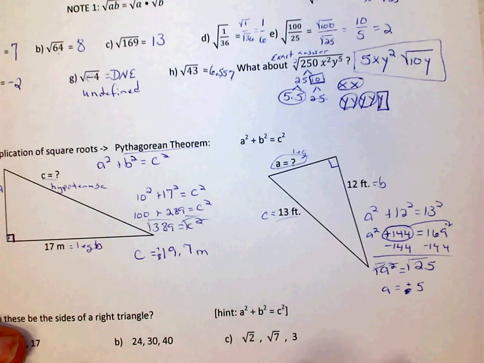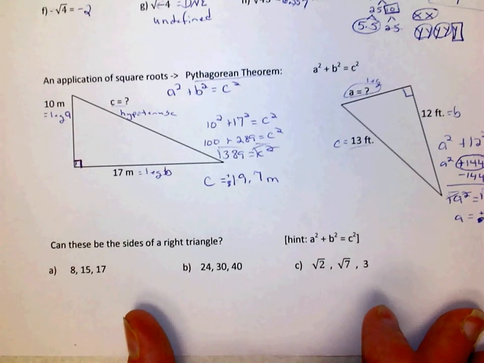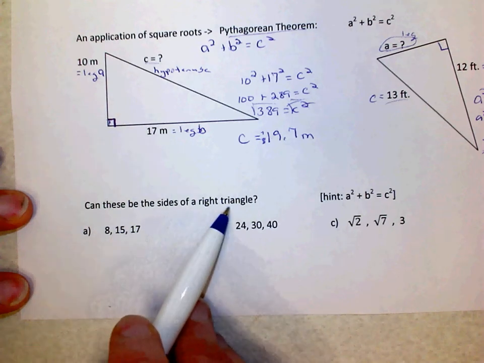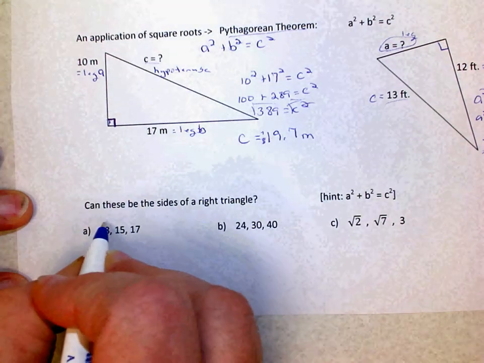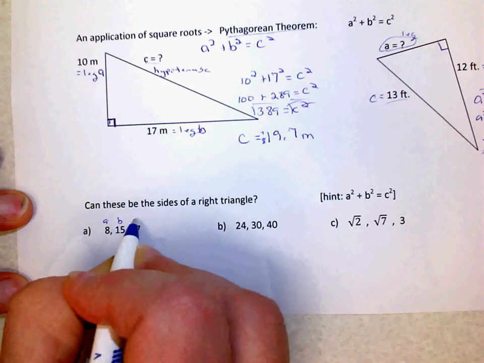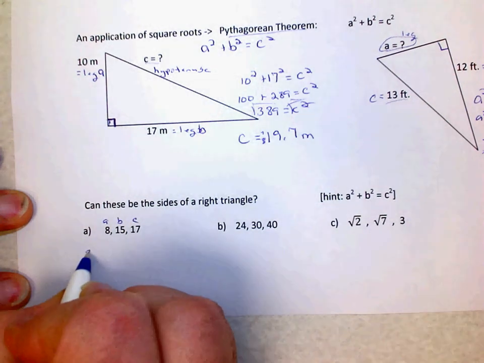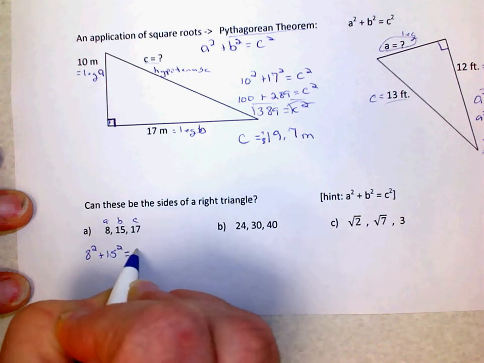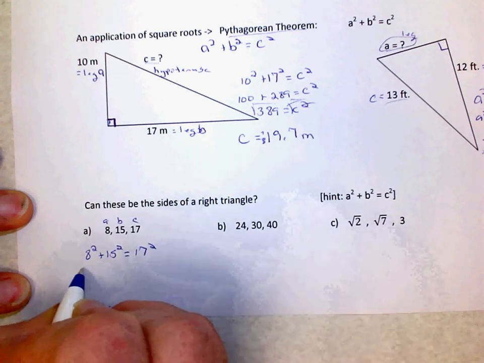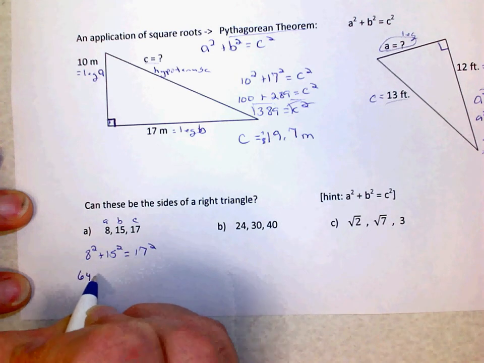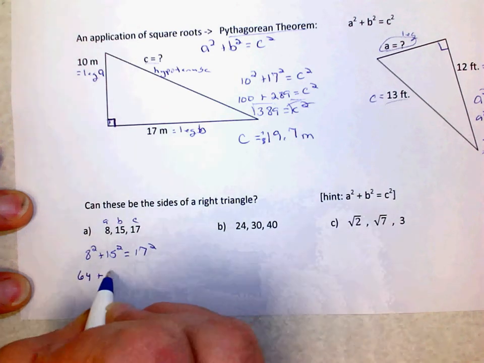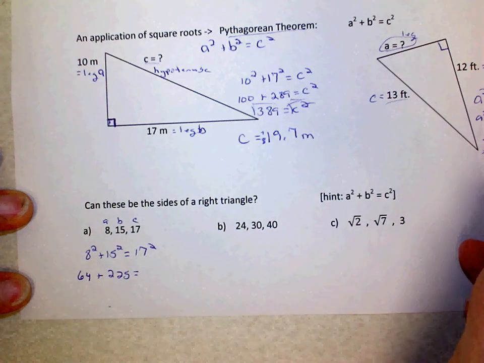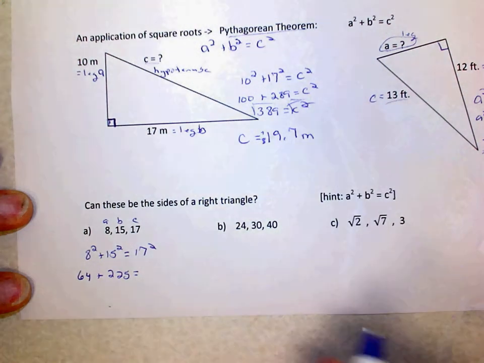Now the last part of what you could see in this is, can these be the sides of a right triangle? Well, you always put it in this order, A, B, C. So you take 8 squared plus 15 squared equals 17 squared. 8 squared is 64, and 15 squared was in our list. It was 225, and we just did right here 17 squared, so equals 289.